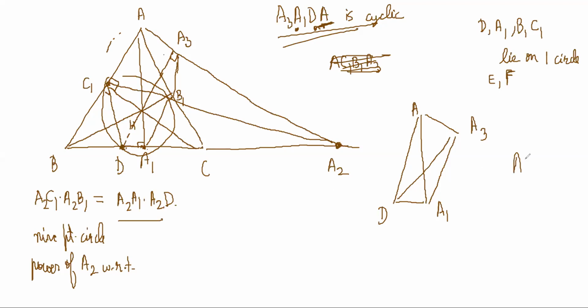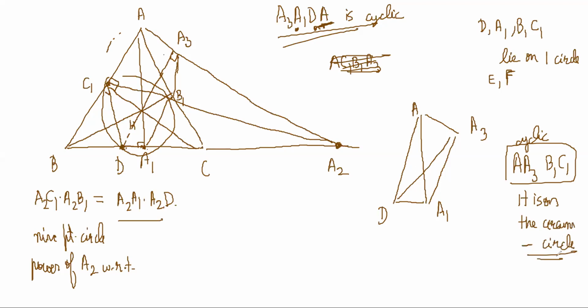A3, B1, C1. I want to prove that this is cyclic and H is on the circumcircle. Right now I'm not getting it, but this is my plan: A3, B1, C1 is cyclic and H is on the circumcircle.